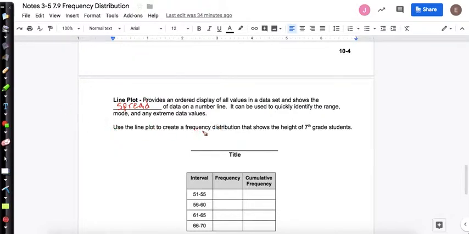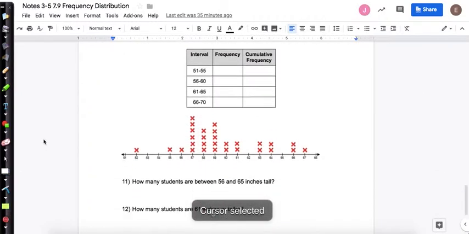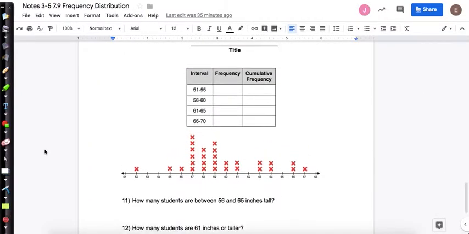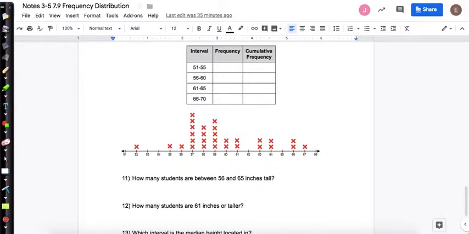Okay, so use the line plot to create a frequency distribution that shows the height of 7th grade students. So we have to come up with a title here, so we're going to use height of 7th graders. So, height of 7th graders. Now I'm going to move down here so we can see the line plot and the frequency distribution at the same time.